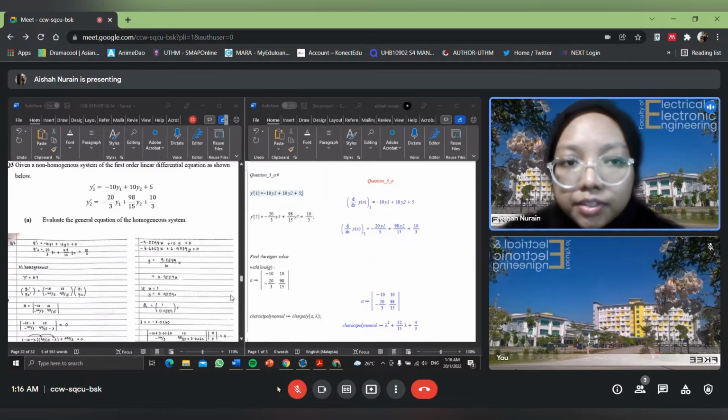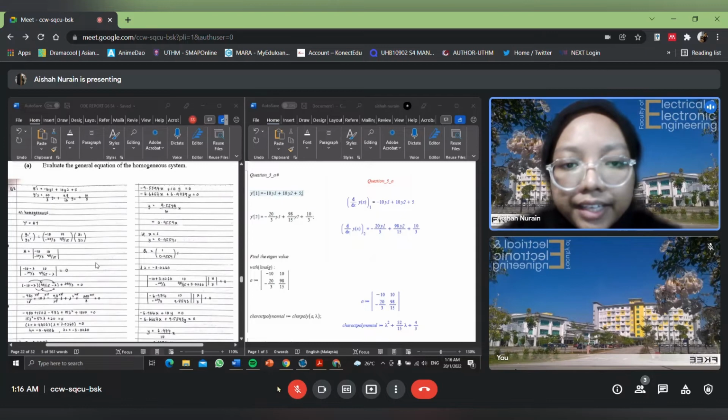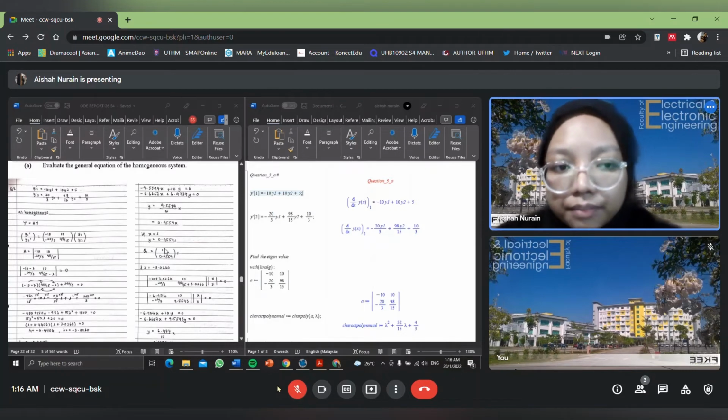For question number 3 is about system of the first order linear differential equation. And as shown here is the equation for non-homogeneous system. And this is my manual calculation, and this is my simulation. For my simulation, I'm using Maple to simulate the equation.